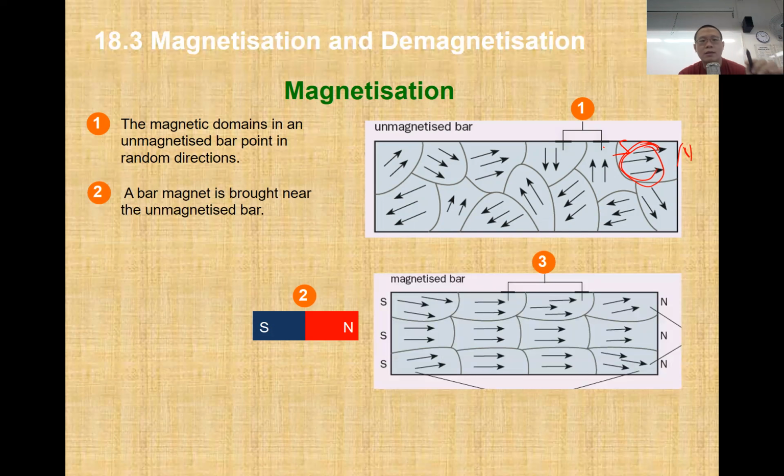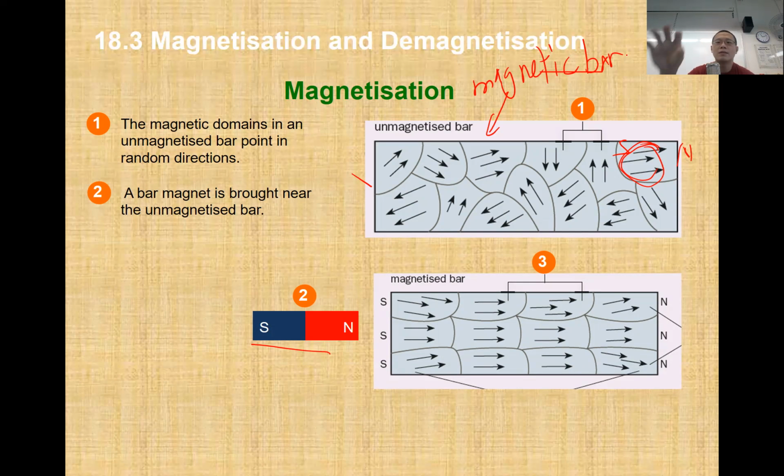When a magnet is brought close to this magnetic bar, or this magnetic material, remember, it has to be magnetic material. So this bar here is not a magnet, but it has to be a magnetic material first, which means it's a material that is capable of being attracted to a magnet, or capable of becoming a magnet. Not just any random metal bar like copper. It has to be a magnetic material: iron, nickel, cobalt, all these.